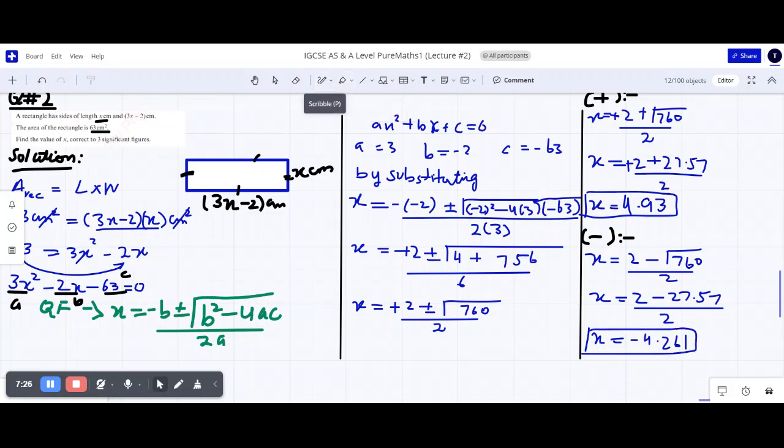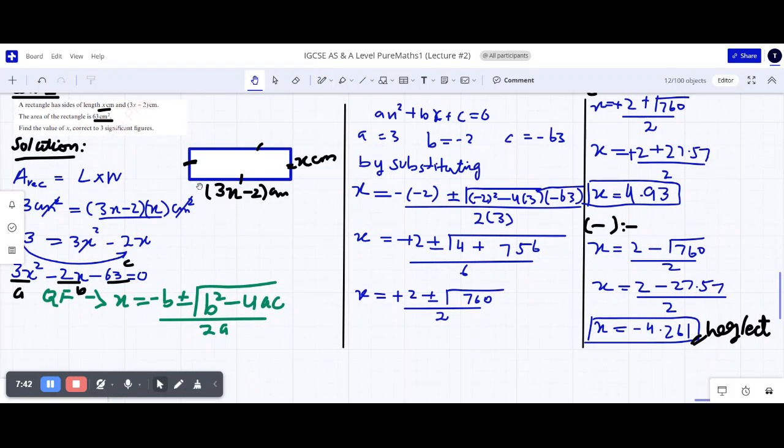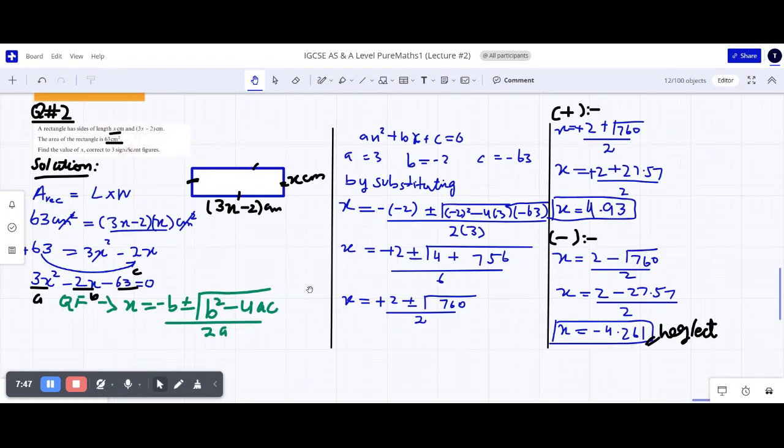So the negative value we will reject, we will neglect this value. Why will we neglect it? Because we have to find the value of x, and x is the length of this rectangle. So length can't be negative. That's why we will neglect this.